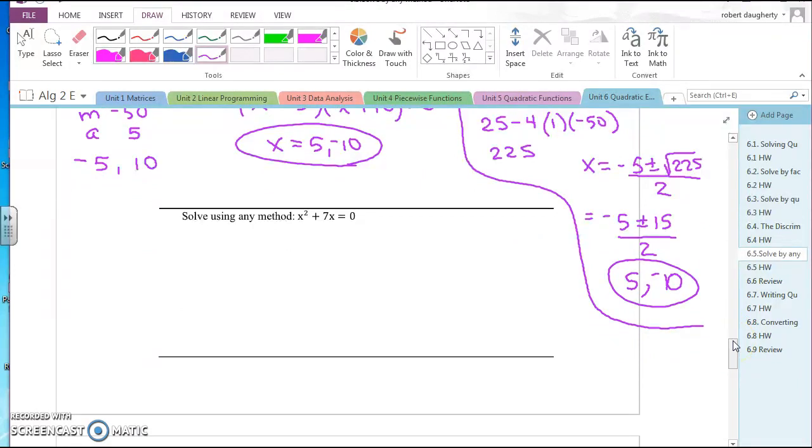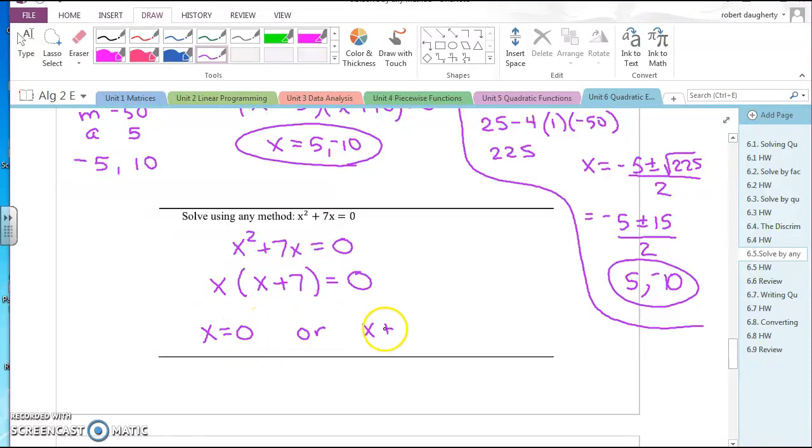Let's look at the next one. x squared plus 7x equals 0. This one, don't overlook the fact this can factor. So x squared plus 7x equals 0 because there's no non-zero constant term. I can factor an x out, and I have x times x plus 7 equals 0. So I got two things multiplied to be 0. So either x equals 0 or x plus 7 equals 0, in which case x is equal to negative 7. So pretty easy to solve that by factoring, okay?